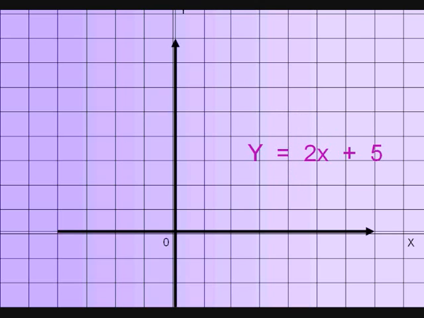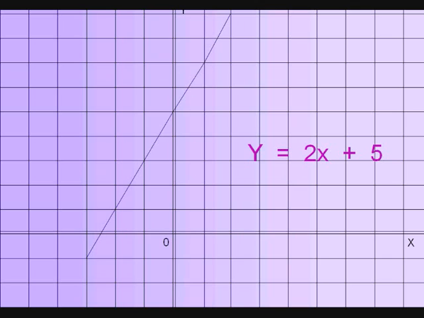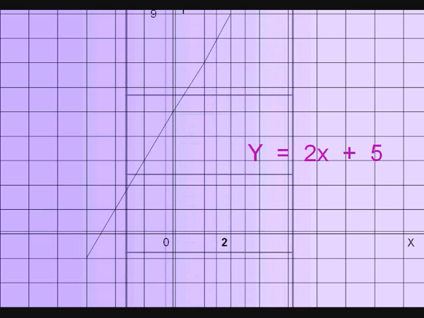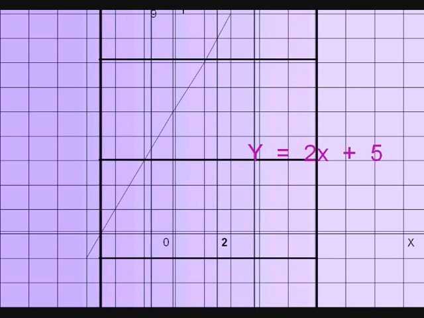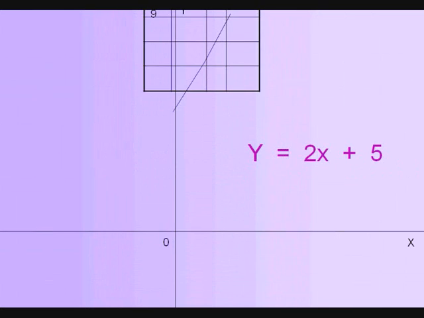If we consider all the points on y equal to 2x plus 5, the line goes like this. And if I consider a particular value of x, say 2, its corresponding value of y will be 9. Let me concentrate on this particular part of the graph, which has 2, 9 as its coordinates on the line.